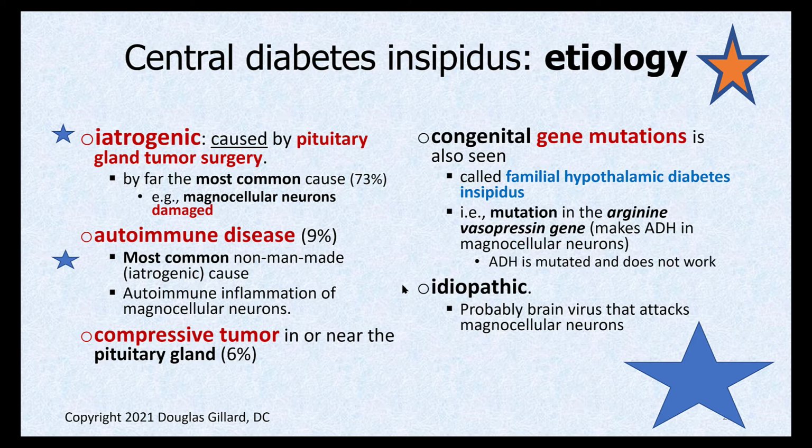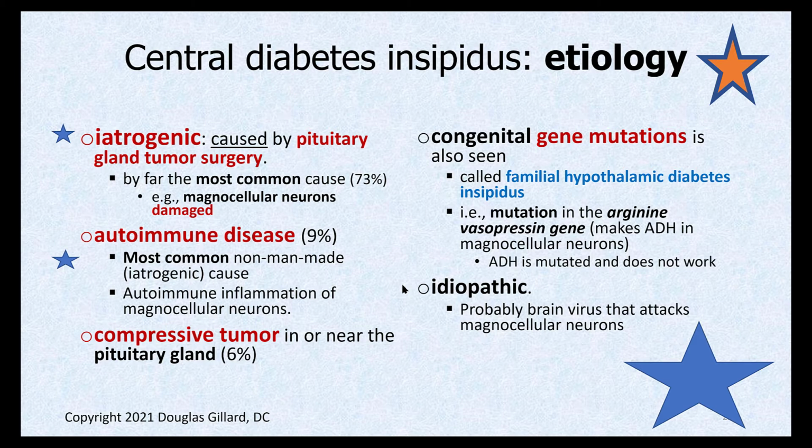Well, maybe you had a prolactinoma, which is the most common tumor of the pituitary gland. It's a tumor in the anterior pituitary that secretes prolactin. Maybe you had surgery for that, and it ended up damaging the axons. Remember, the axons come down from the hypothalamus down to the posterior pituitary to release ADH. And maybe the surgery damaged those neurons on the way down. And that by far is the most common cause. 73% of the time, diabetes insipidus occurs after pituitary gland surgery.